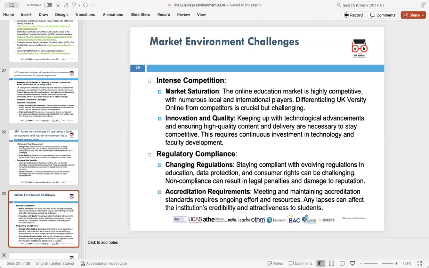Then accreditation requirements. Meeting and maintaining accreditation standards requires ongoing efforts and resources. Any lapses can affect the institution's reputation and attractiveness to students.